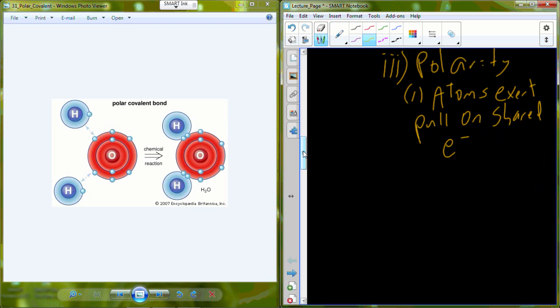So whenever we have the atom exerting pull on shared electrons, when the electron is pulled to an atom, to itself, we call that electronegativity. So the atom pulls the electron towards itself. This is the atom's electronegative characteristic.